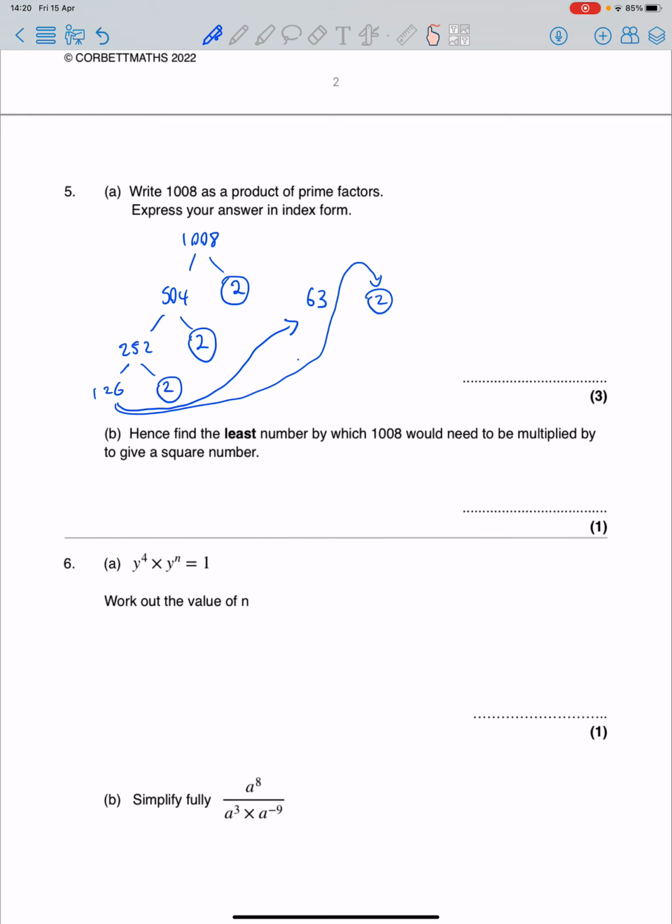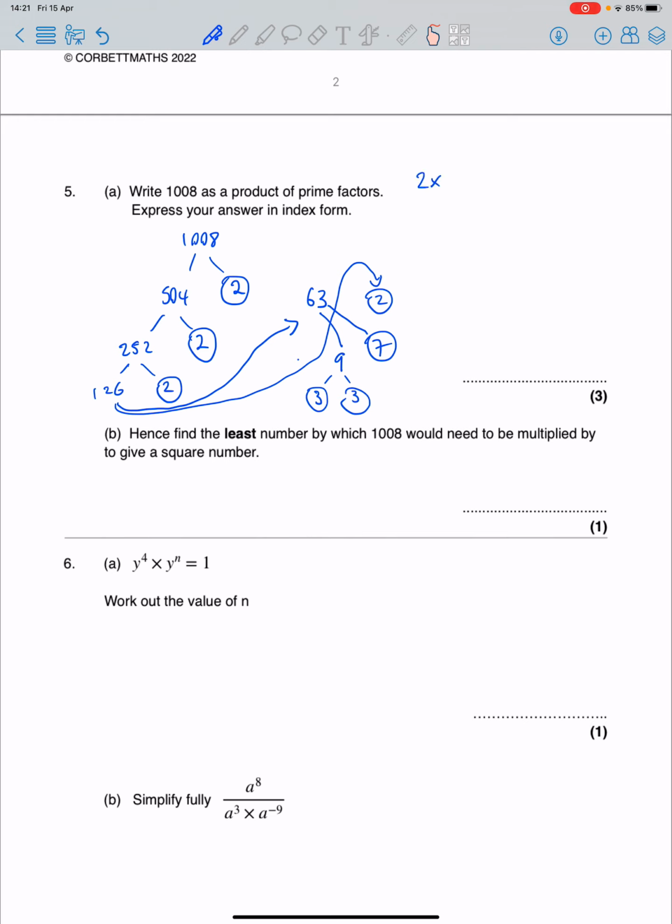2 is prime. And then 63 can be broken down into 9 times 7. So that's 7 is prime. And then 9 can be broken down into 3 and 3, which are both prime. So look at all the numbers that are circled.